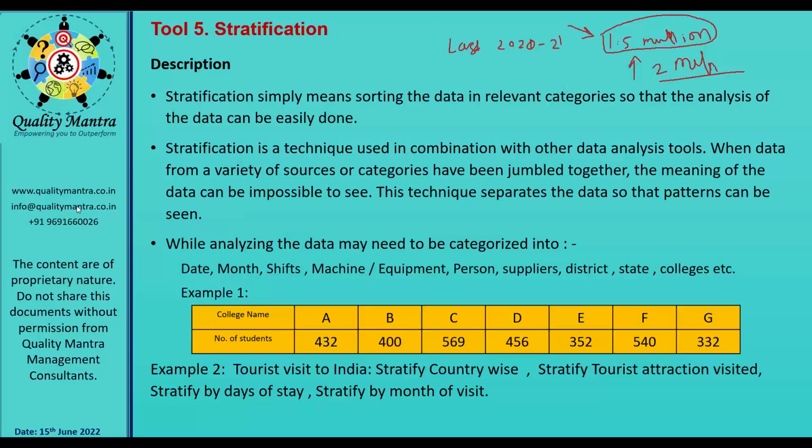वो कहाँ पर विजिट करते हैं, from which countries they are coming. So this 1.5 million data, if you want to solve any problem or improve anything, you require data on from which country the persons are coming. You need to stratify as per the attractions.